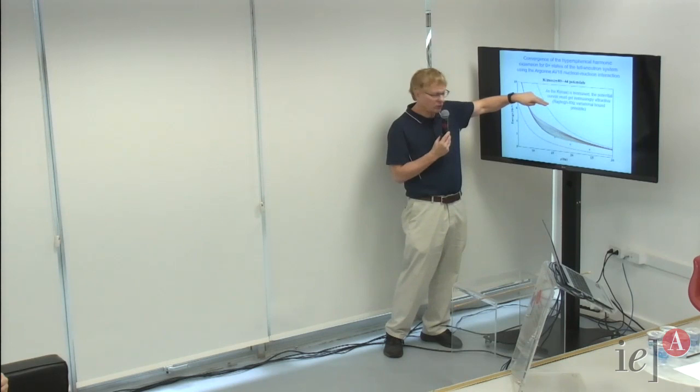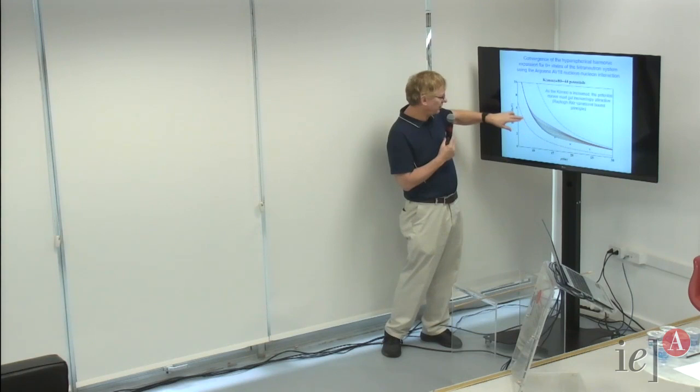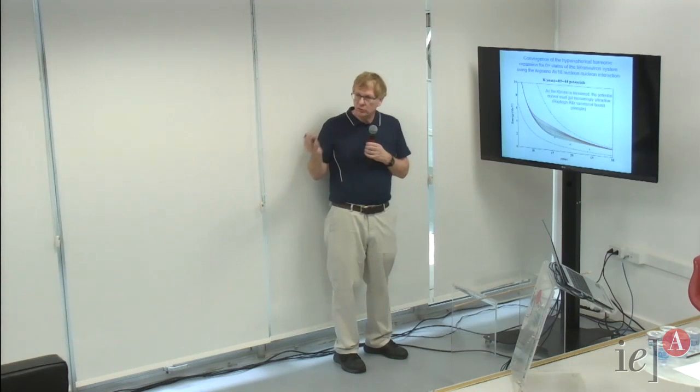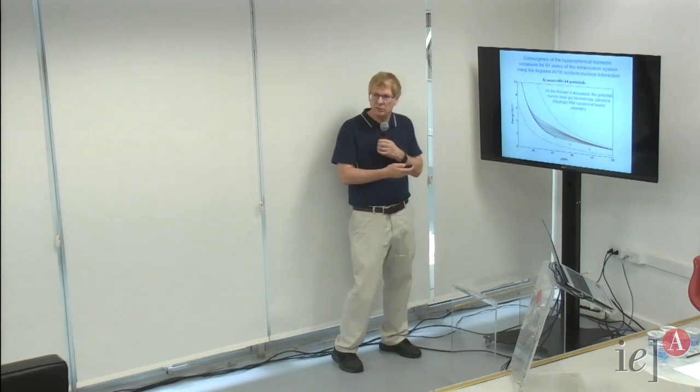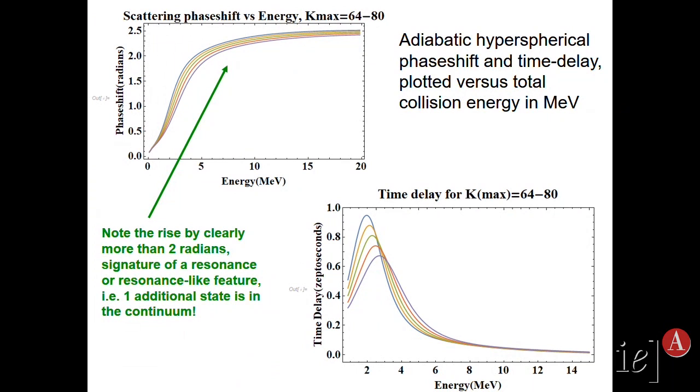And it is known, just as a parenthetical aside for cold atom people, this is what it should look like if all the scattering lengths were infinite, this gold curve. And we know the neutron-neutron singlet scattering length is quite large and negative, like minus 18 Fermis. So here is our phase shift calculation, again, for 5 different levels of convergence.